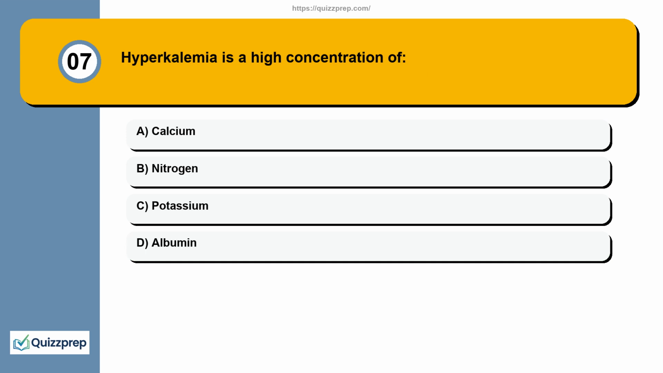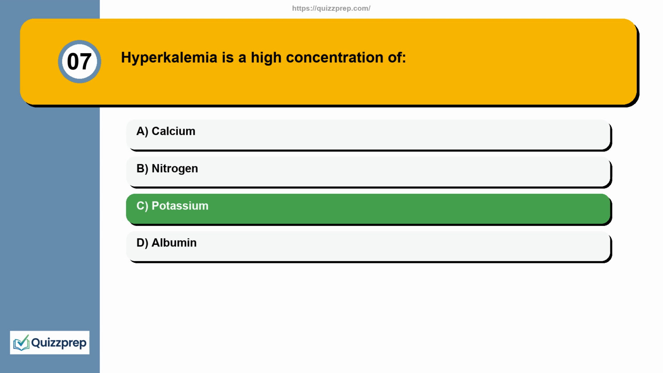Question 7. Hyperkalemia is a high concentration of: option A, calcium. Option B, nitrogen. Option C, potassium. Option D, albumin. The correct answer is option C, potassium.